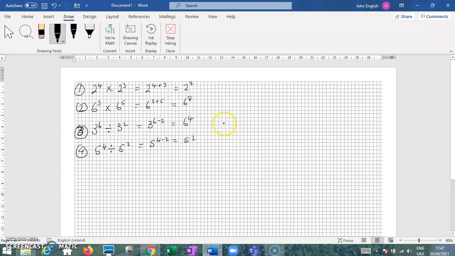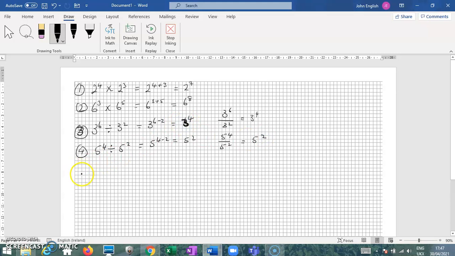Now, sometimes you might see the division ones presented differently. It could be 3 to the power of 6 over 3 to the power of 2. Still get the same answer. You simply deduct the 2 from the 6. That'll give you 3 to the power of 4. Oh, sorry, I just spotted a mistake there, Glenn. Beg your pardon. That should be 3 to the power of 4. Sorry about that. Okay, and this one here could be presented as 5 to the power of 4 over 5 to the power of 2. And that'll give you 5 to the power of 4 minus 2, which is 2. Sorry about that mistake there.